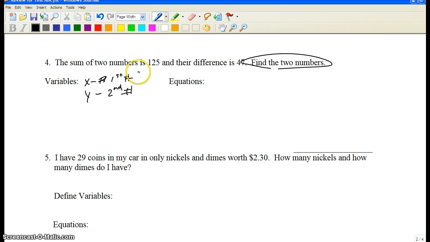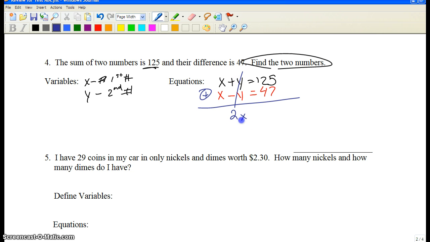Let's take it apart. The sum of two numbers is 125. Sum means add. And then on the second one, their difference is 47. Difference is subtract, so we just subtract them and get 47. Now, for this one, I would straight up use elimination because it's already set up.